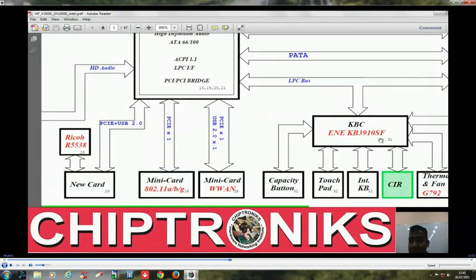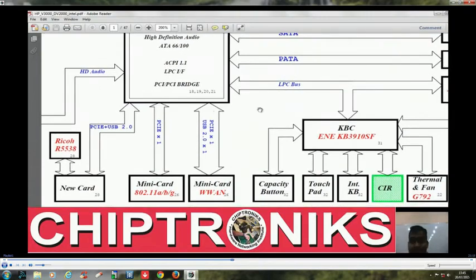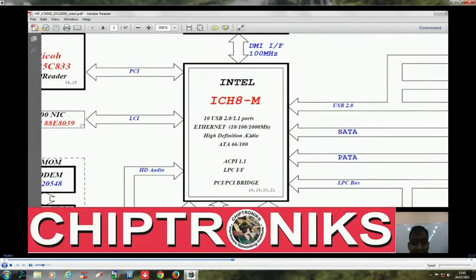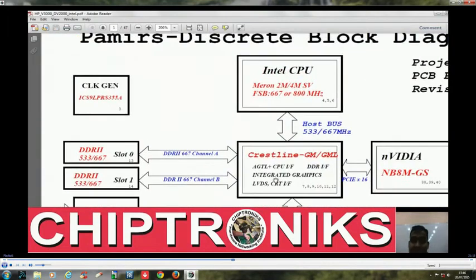IO controller, this is the first IC to be turned on on a notebook motherboard. That means how does a notebook motherboard start? First the IO controller starts, then BIOS, then ICH, then GMCH, then CPU, and then the clock generator. Clock generator is at the last.